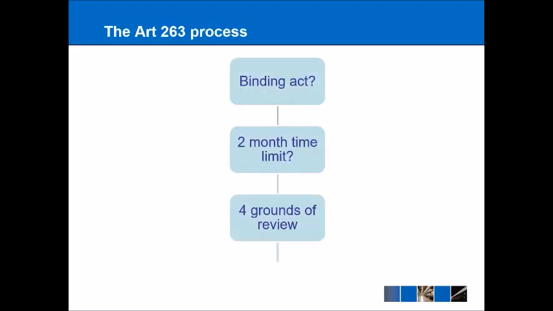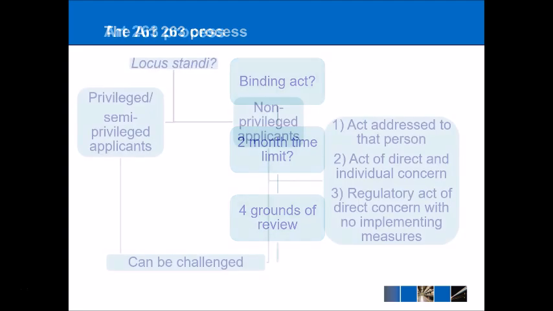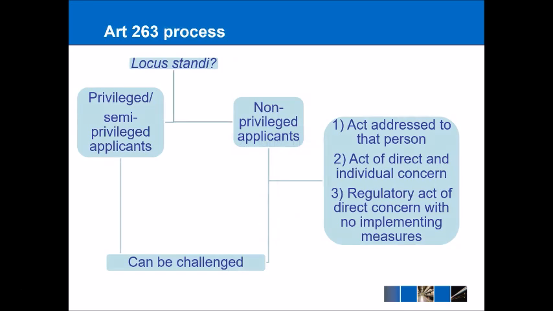So first of all, we have whether it's a binding act, then we have a 2-month time limit we have to apply, then there's the 4 grounds of review to look over, and then we move on to the next slide and we can see that the next step is to establish whether there's locus standi or standing to bring a case. And at this point the chart splits up between privileged and semi-privileged applicants on one side and non-privileged applicants on the other side. Now you'll see that privileged and semi-privileged applicants can always bring a challenge straight away, whereas non-privileged applicants have to satisfy other criteria, and so we'll go through it step by step and then look at those criteria later on.